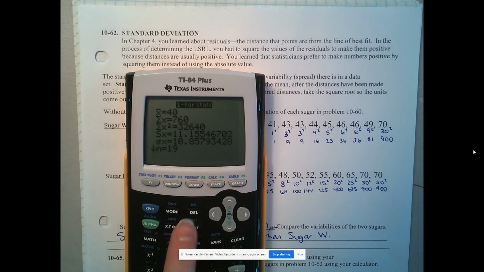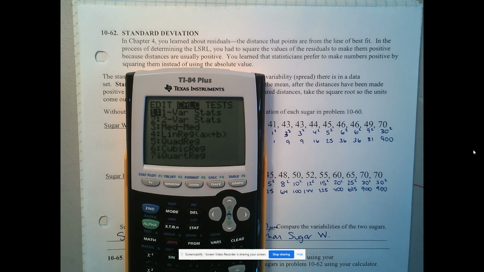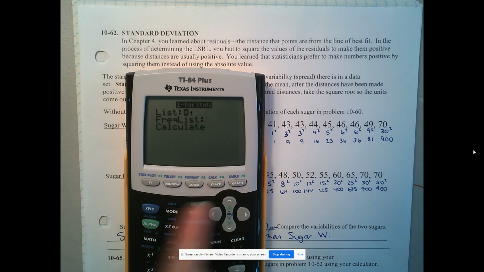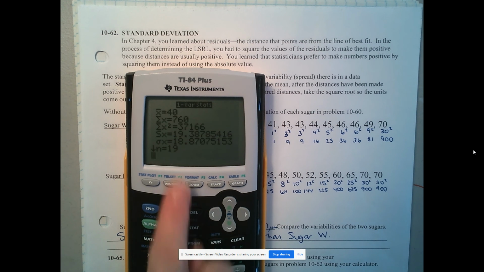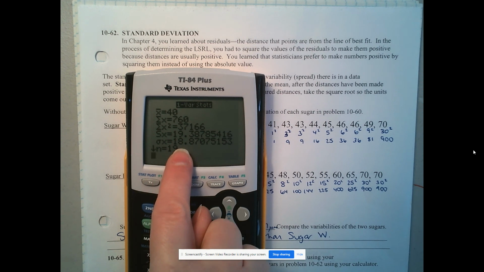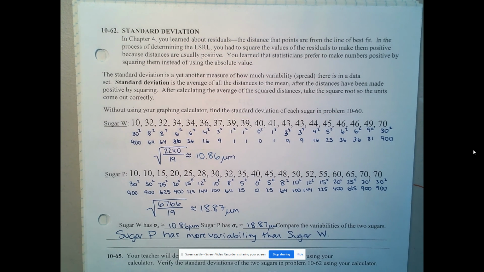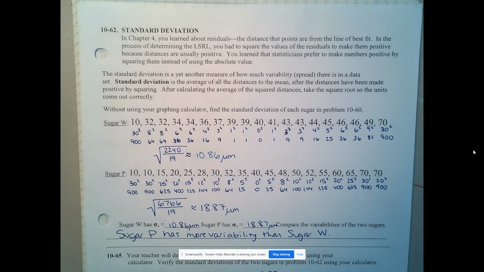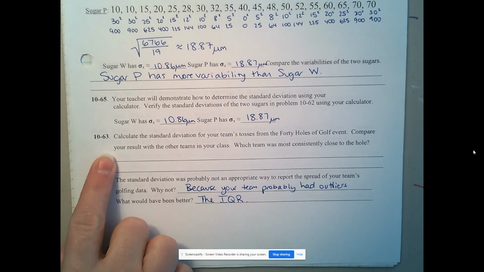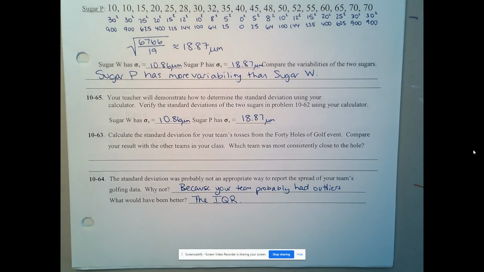If we did it a second time, stat, calc, one variable statistics, and I want to change it to list two, which is second two, and then calculate, I would get that sigma, or standard deviation here, is 18.87, and that is consistent with what I did manually. Your teacher will demonstrate how to find standard deviation on the calculator, and we got the same results. So we could do the same thing for the 40 holes of golf event. I'm not going to do it just for time, but I'm happy to do it in class if anyone wants to see that done out again.